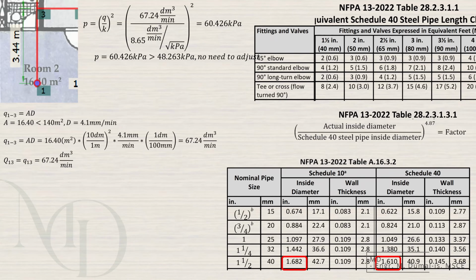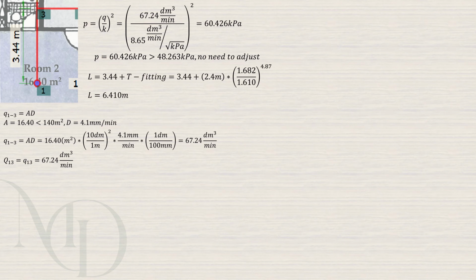We consider that there is a T fitting in node 3. Using table 28.2.3.1.1 of NFPA, we can determine its equivalent length. According to NFPA 13, 2022, table 28.2.3.1.3.1, we will have to adjust the value since the fitting is only schedule 10. Under NFPA 13, 2022, table A16.3.2, we can also find the inside diameters of steel pipes that we will use for the next computation. By adding the actual length of the pipe and the equivalent length of the fittings, adjusted based on the inner diameter, we get the total effective length of the run.